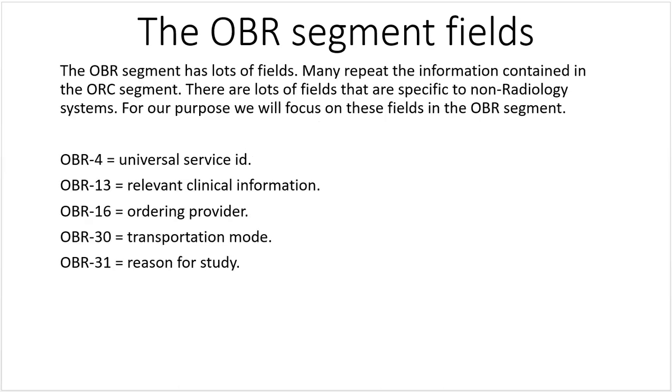The OBR segment has lots of fields, and many repeat the information contained in the ORC segment. There are lots of fields that are specific to non-radiology systems. For our purpose, we'll focus on the fields in the OBR segment that are radiology specific. That's OBR 4, the Universal Service ID, OBR 13, Relevant Clinical Information, OBR 16, Ordering Provider, OBR 30, Transportation Mode, and OBR 31, Reason for Study.